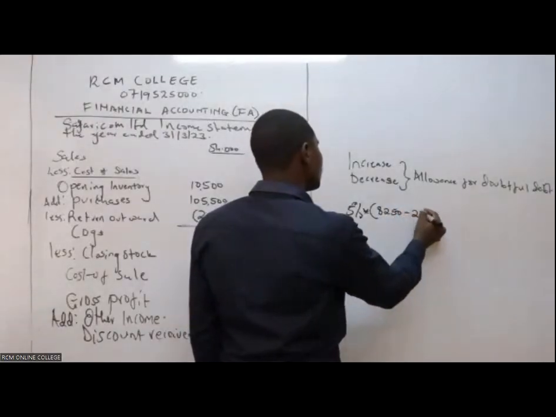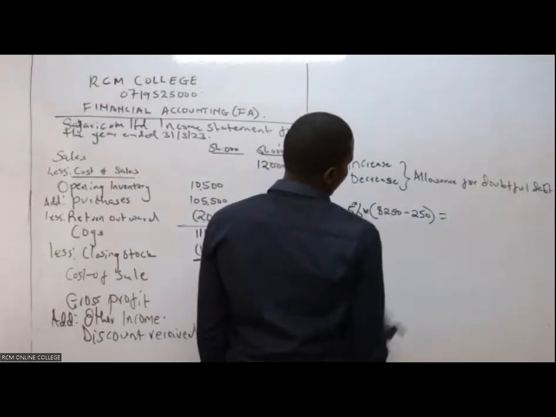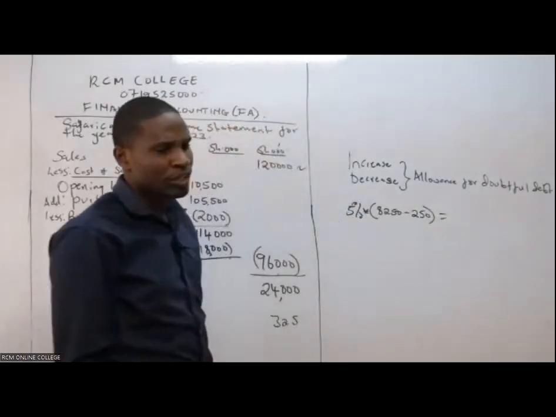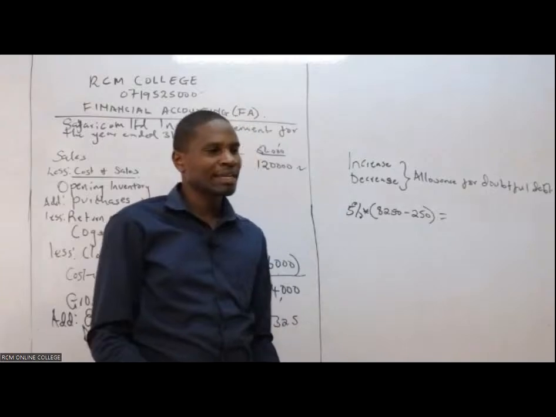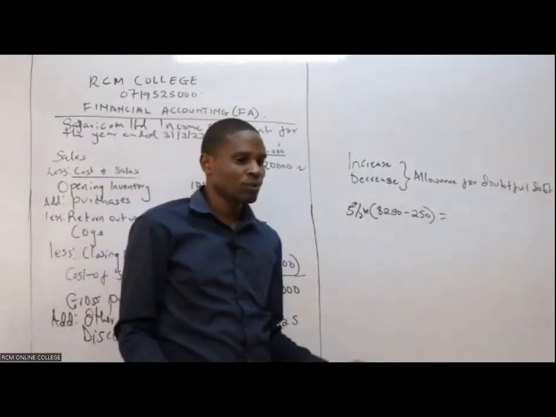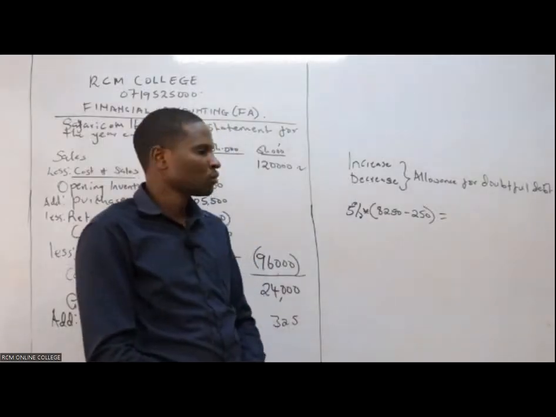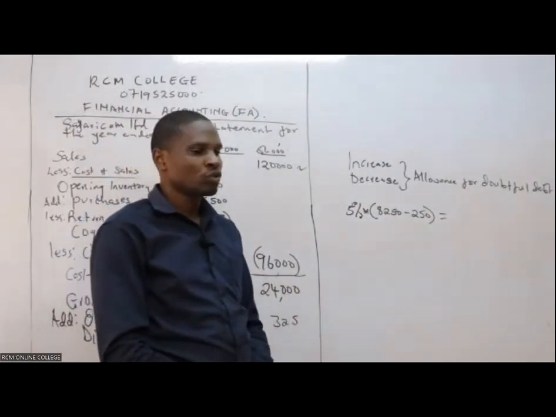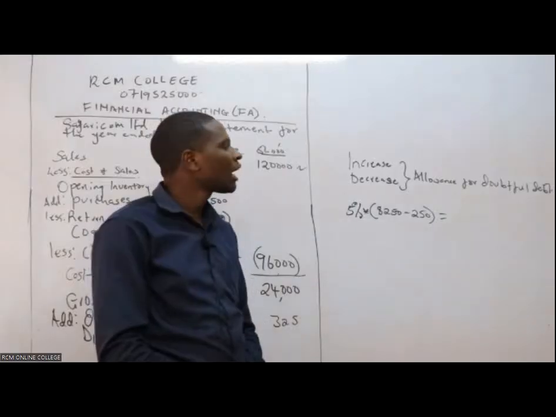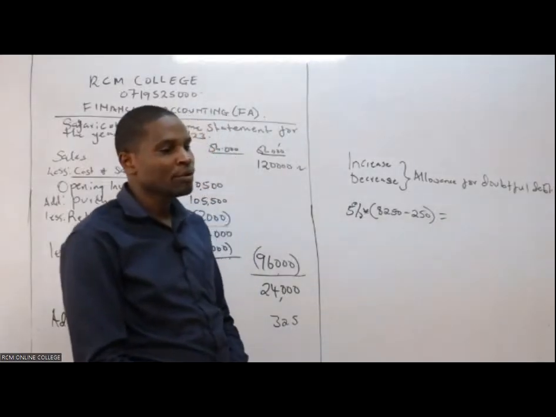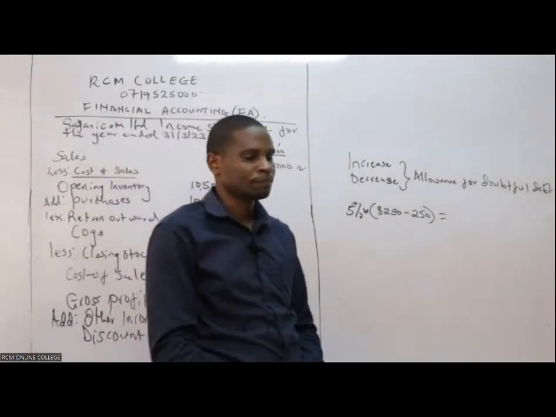8250 minus 250 minus 250. How much do we get as allowance? What was allowed? 5% of 8,000. It was allowed; that was the provision. The provision was given for 450 and then the allowance was 5%. So can you give me 5% of 8,000?